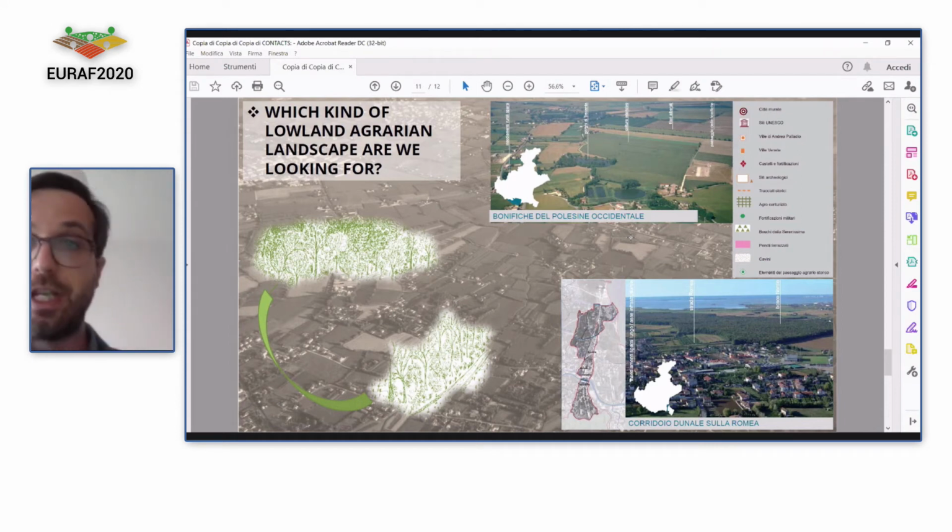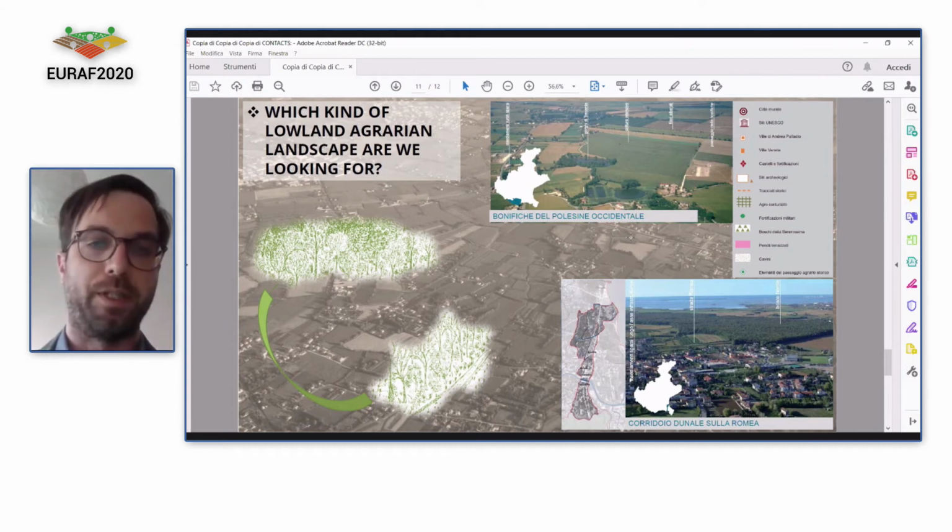Here you can see just two examples from the landscape unit from the landscape plan within our study areas, which highlight two different structures that have to be considered in planning policy.